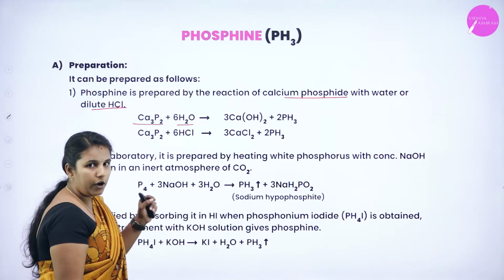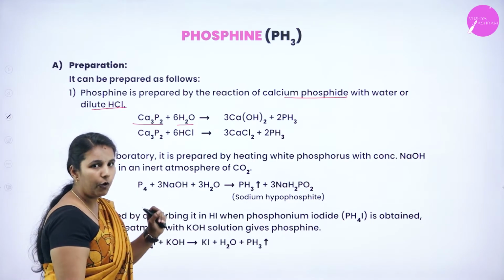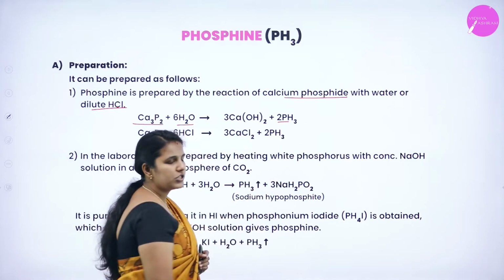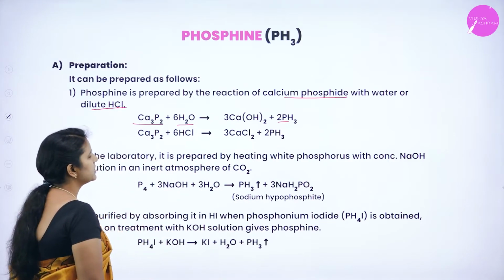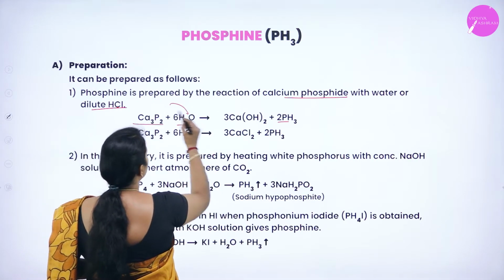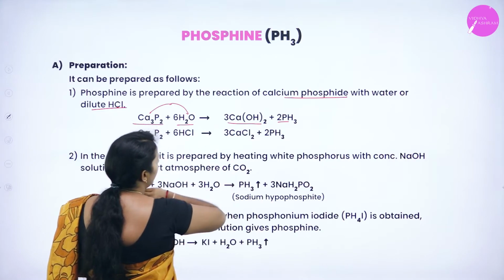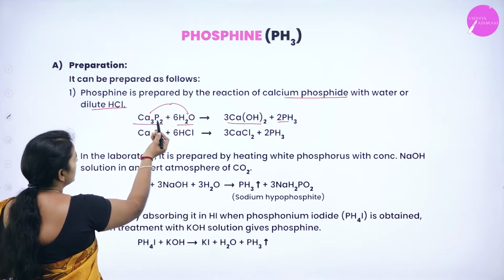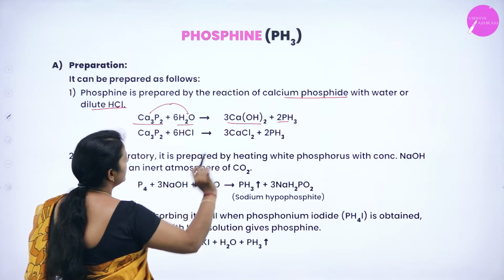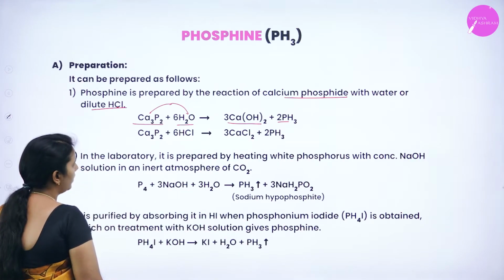So what is our product that has to be formed? Here our product is phosphine, which is nothing but a compound of phosphorus. In addition to this, one of the OH forms calcium hydroxide. So calcium phosphide reacting with a water molecule forms calcium hydroxide, and phosphine will be formed.